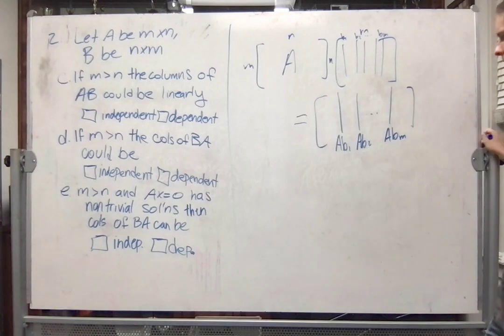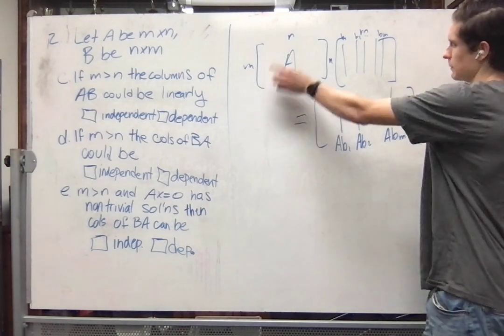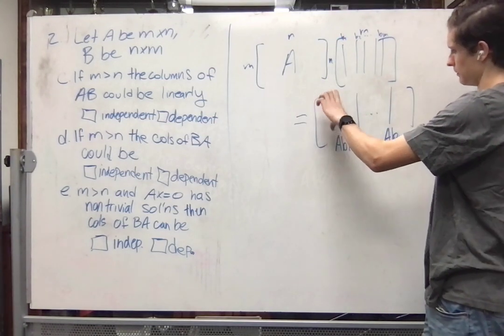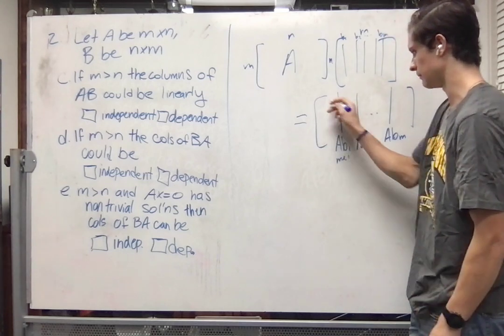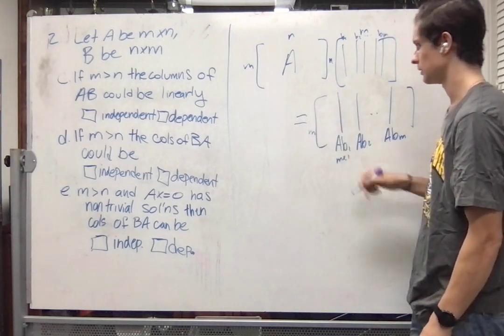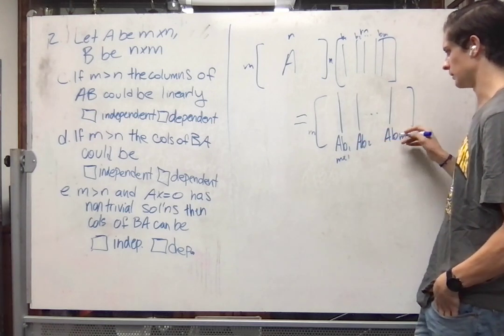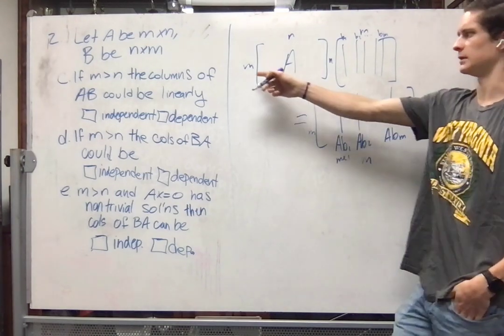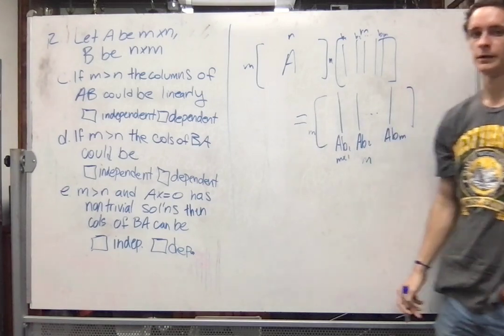So let's just check the size of this product. A times B1 is m by n times n by 1, so this is going to be m by 1. So this matrix has m rows, and there's m of these vectors, so there's going to be m columns, which makes sense because AB should be m by m, right?